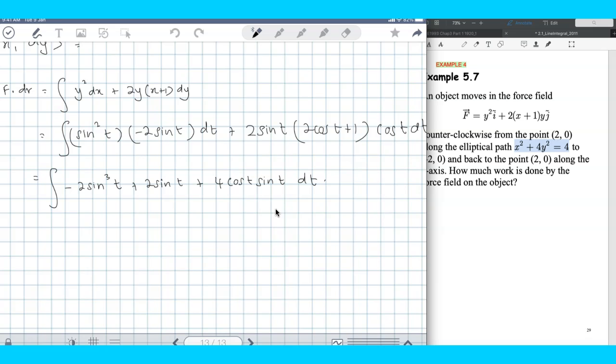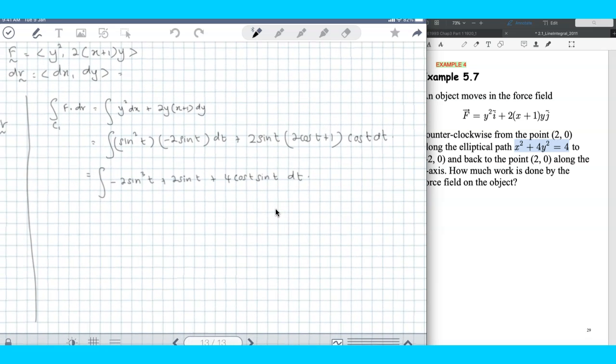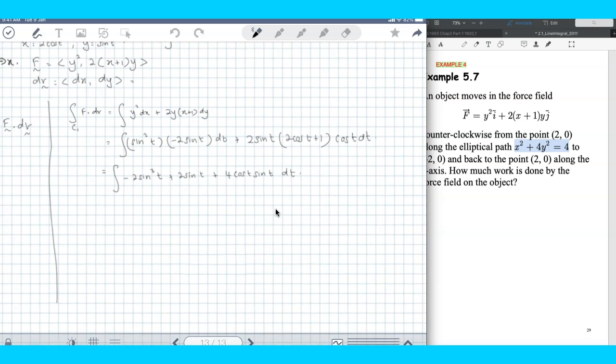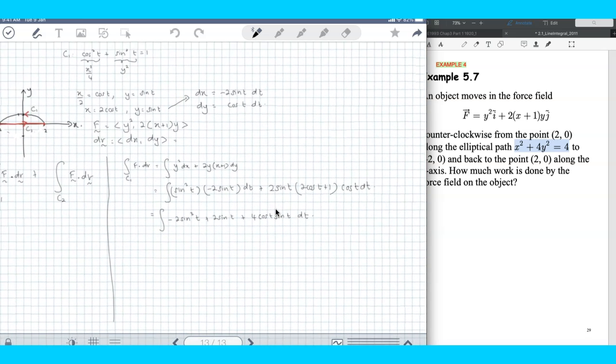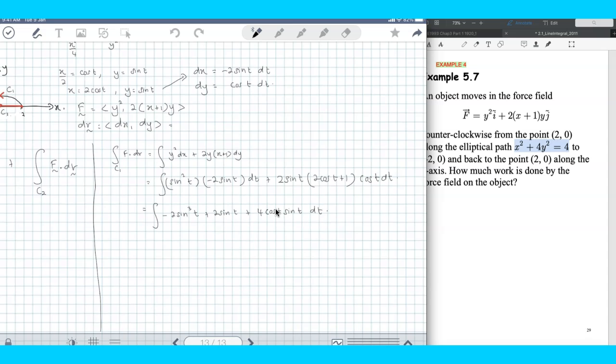Okay, so in order for us to integrate, we need to determine the limit. Based on the x and the y that we obtained, maybe I have to rewrite it in a proper way. So 2 cos t sine t.